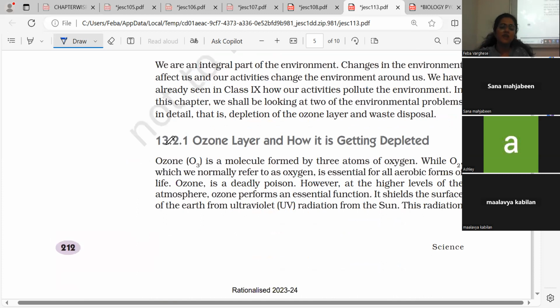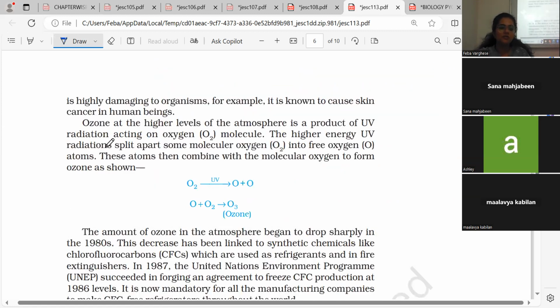Now, the ozone layer, very important. Ozone is O3. Where is it found? It's found in the stratosphere. If it's present in the lower layers, it's going to be a deadly poison and it's going to affect the health of people. But since it's present in the stratosphere, it's going to protect our earth from the harmful UV radiations, which if they enter the earth's surface can cause skin cancer, cataract, problems with immunity, all of those kinds of things.